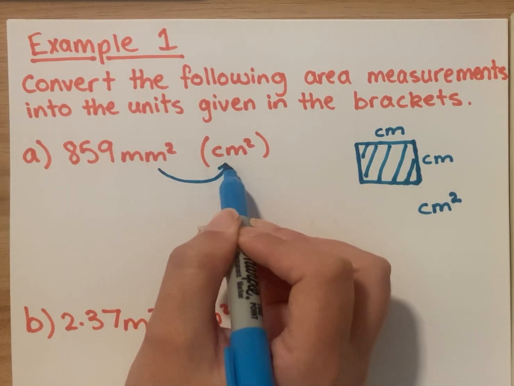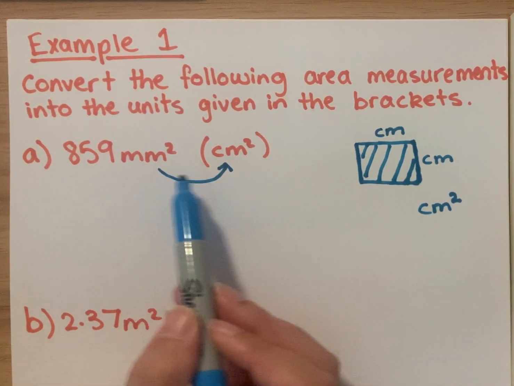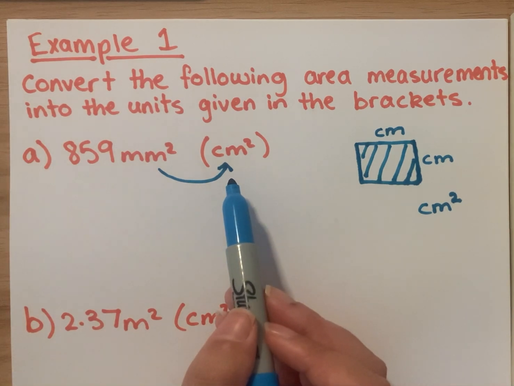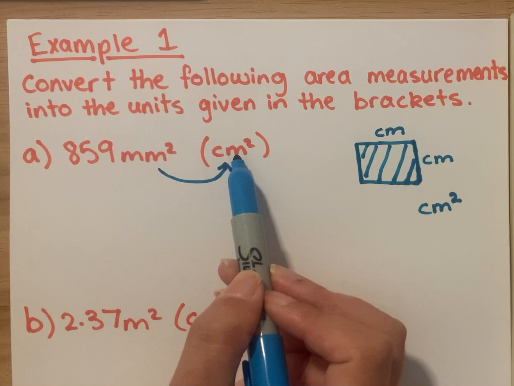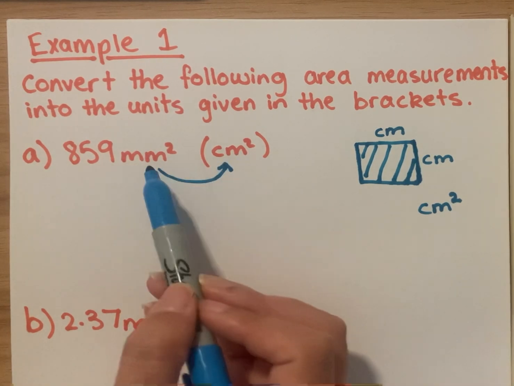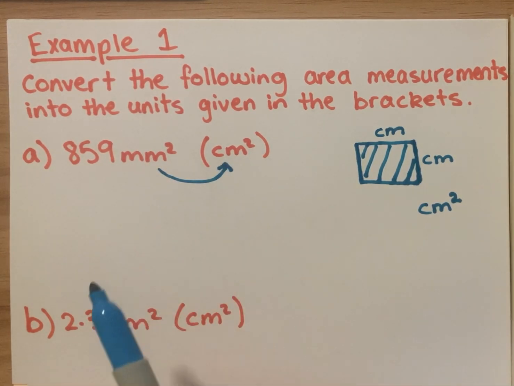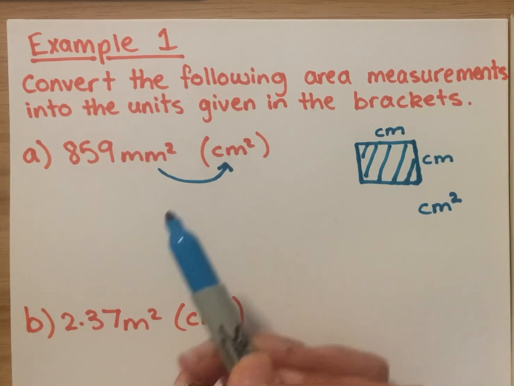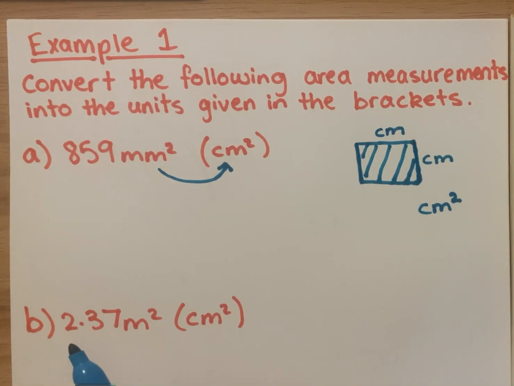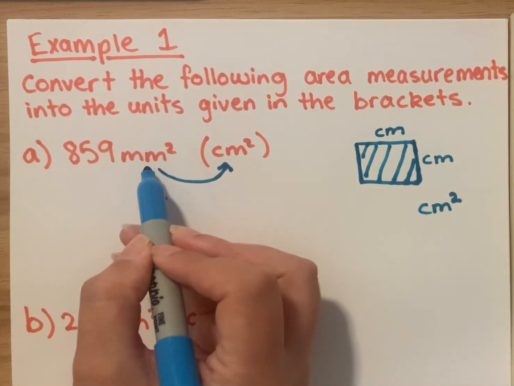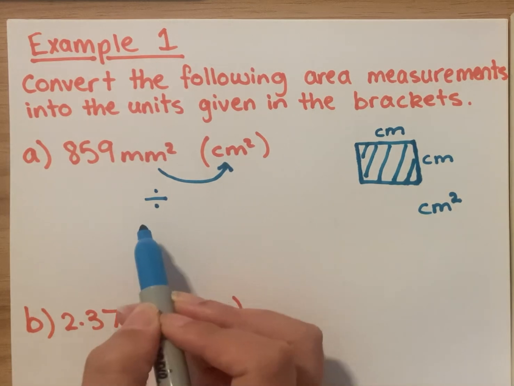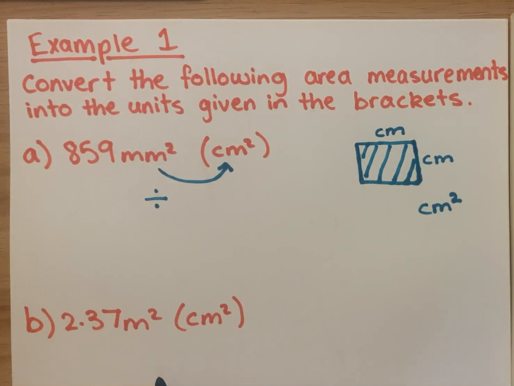Now, what direction are we going in? Are we going from a smaller unit to a larger unit, or a larger unit to a smaller unit? We're going to a larger unit. So because we're going to a larger unit, we're going to be able to fit less of this larger unit in our given area, in our given space. So we need a smaller number and we're dividing. Whenever we go from a smaller unit to a larger unit, we need to divide. Now, what are we dividing by?